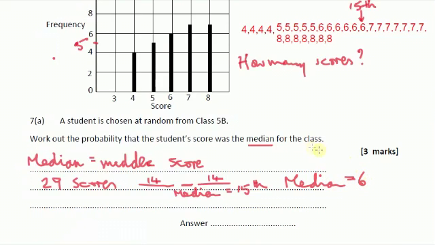But that's not the answer. You have to read the question. Work out the probability that the student score was a median. So the probability of getting a 6, well, you've got 6 chances there. So there's 6 possibilities out of a total of 29. Six over 29.